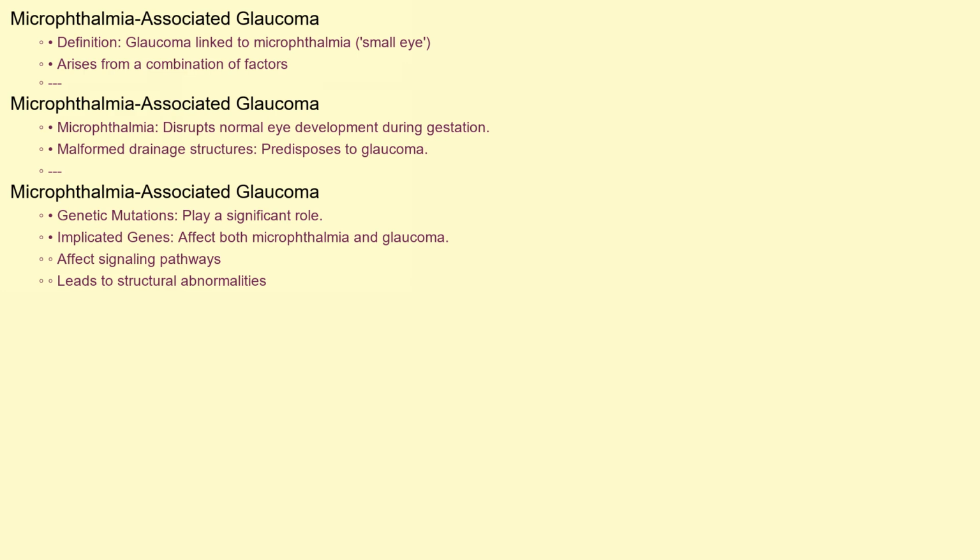Microphthalmia-associated glaucoma, as the name suggests, arises from a combination of factors. Microphthalmia, meaning small eye, disrupts the normal development of the eye during gestation. This developmental anomaly often leads to malformations in the eye's drainage structures, predisposing the individual to glaucoma. Genetic mutations play a significant role, with several genes implicated in both microphthalmia and glaucoma development. These mutations can affect the signaling pathways crucial for eye development, leading to structural abnormalities.